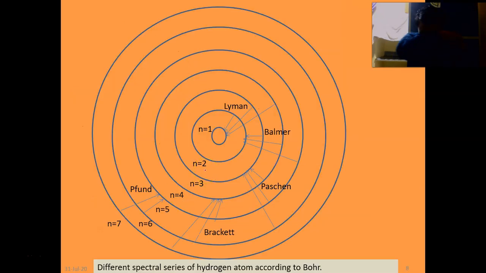So this is the energy level diagram of hydrogen. Here, according to Niels Bohr, different energy levels will be there, and he found out different spectral lines also. Here, different spectral lines are there. The first spectral line series is Lyman series. Next spectral line series is Balmer series.